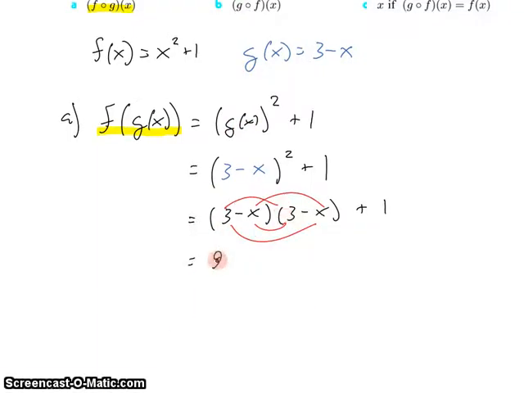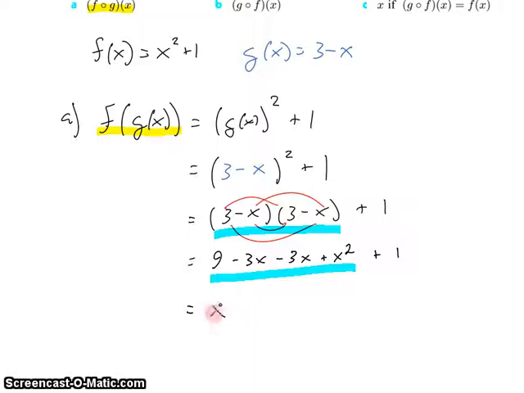So 3 times 3 is 9. Negative x times 3 is negative 3x. 3 times negative x is negative 3x. And negative x times negative x is positive x squared. And then we still have the plus 1 at the end. So all of that became that. Just a little more simplification because I have some like terms. I'm also going to bring the x squared out front. Get them in the order of index. So highest index first, x squared. Then I have 2 negative 3x's for a total of negative 6x. And 9 plus 1 is 10. And this is f of g of x.